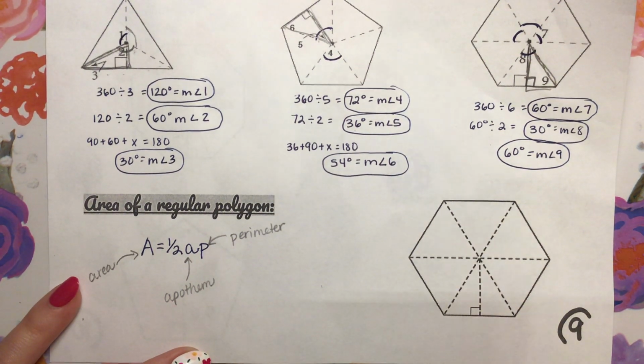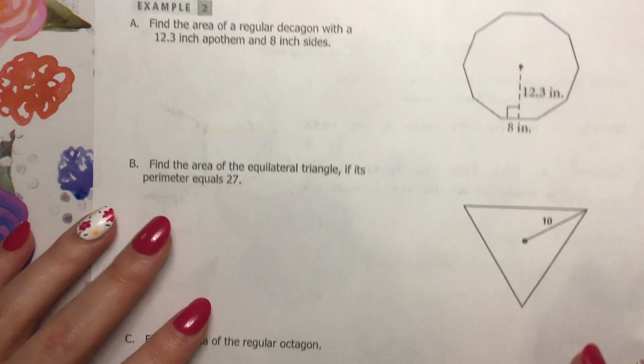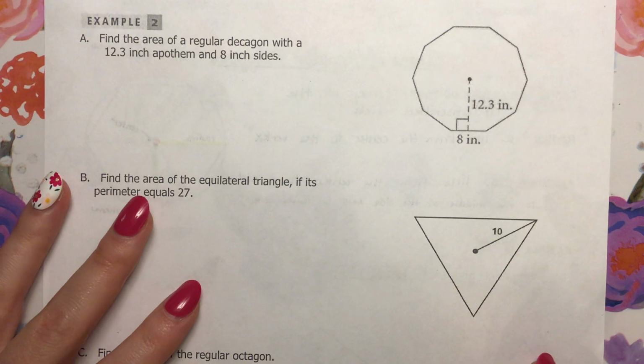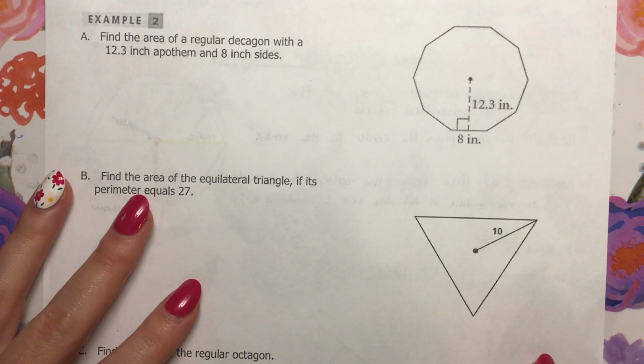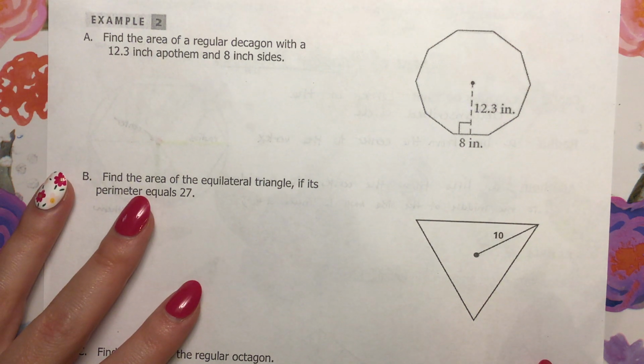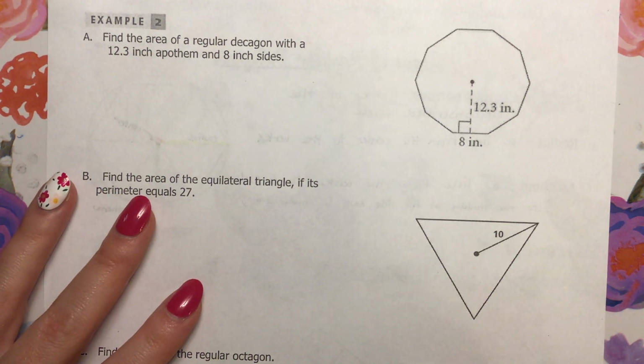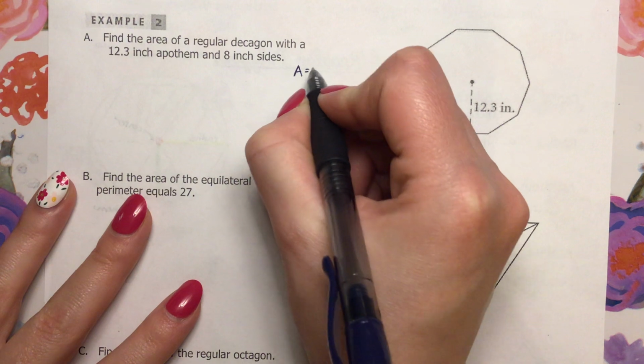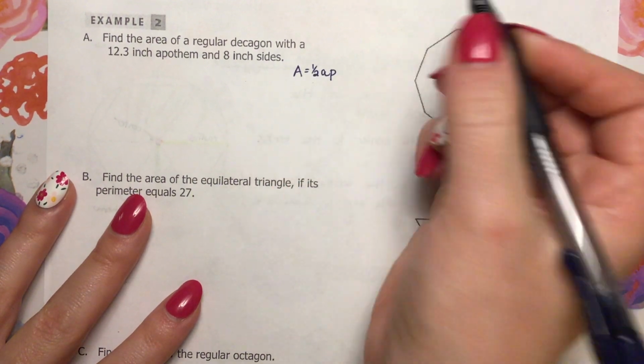So let's flip this page over and work a couple problems. We're going to start with example A, or example 2, part A. It says find the area of a regular decagon with a 12.3-inch apothem and 8-inch sides. Okay, so I'm first going to write my formula. Area is equal to 1/2 apothem perimeter.